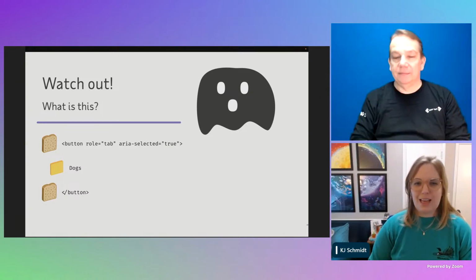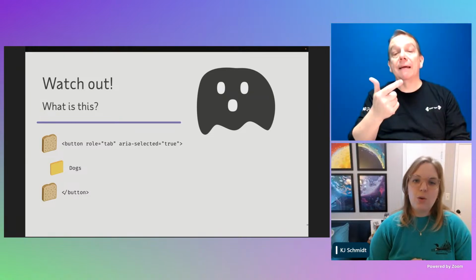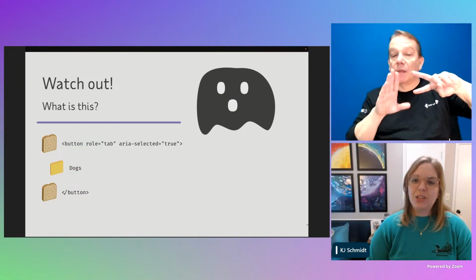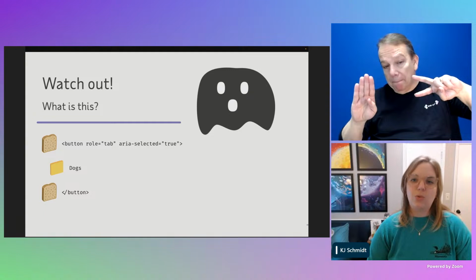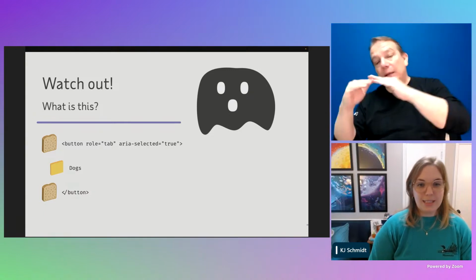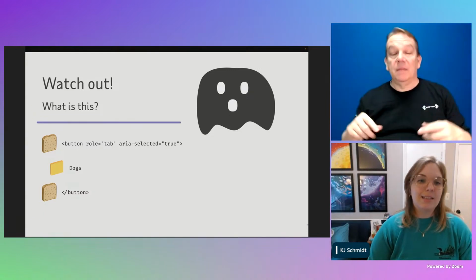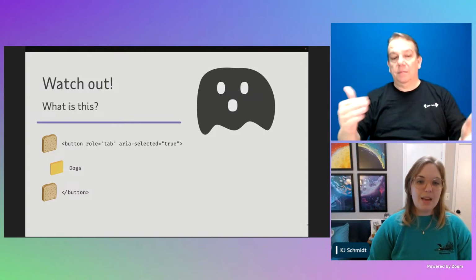So in the start tag, we have a button element with a role of tab and an attribute of ARIA selected equals true. In the contents, we have the text dogs, and then we have the end button tag.